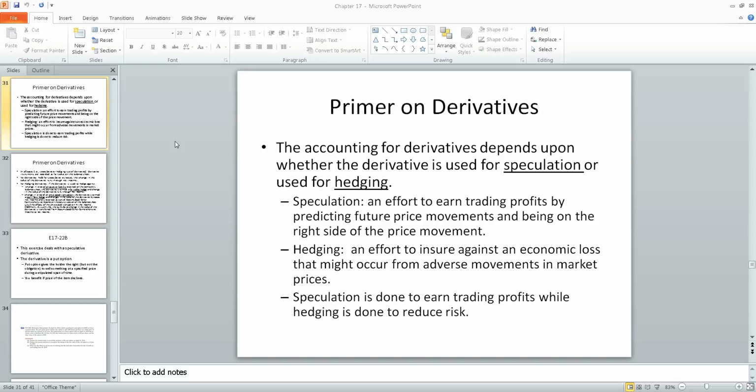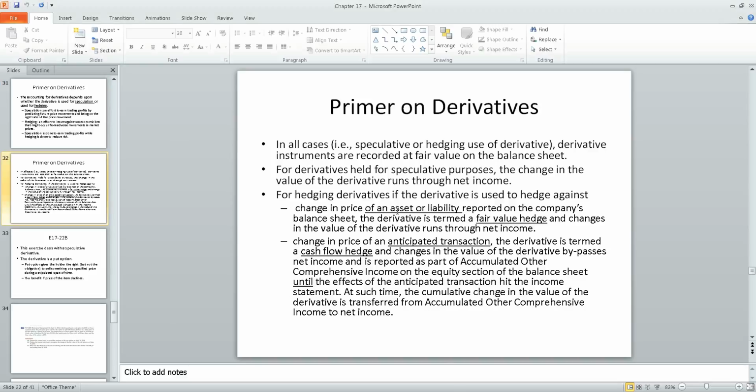hedging. Derivatives entered into for speculation purposes are entered into in an effort to gain a trading profit, whereas those entered into for hedging purposes are intended to reduce risk. The accounting for all derivatives on the balance sheet is the same. They're reported at fair market value. The accounting for the gains and losses that arise as the derivative increases or decreases in value differs depending upon whether the derivative is classified as speculative or hedging.